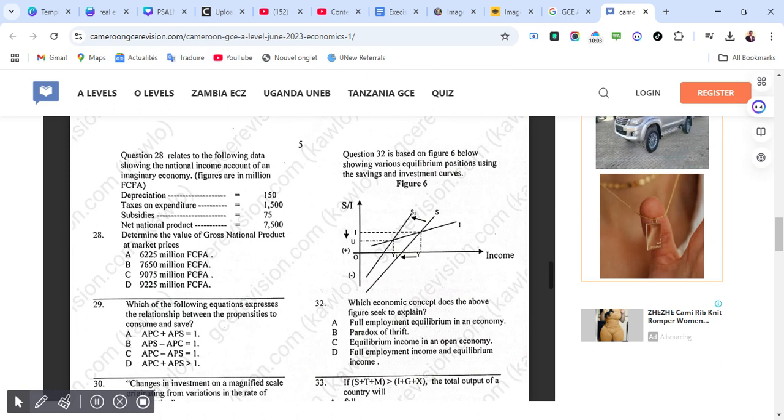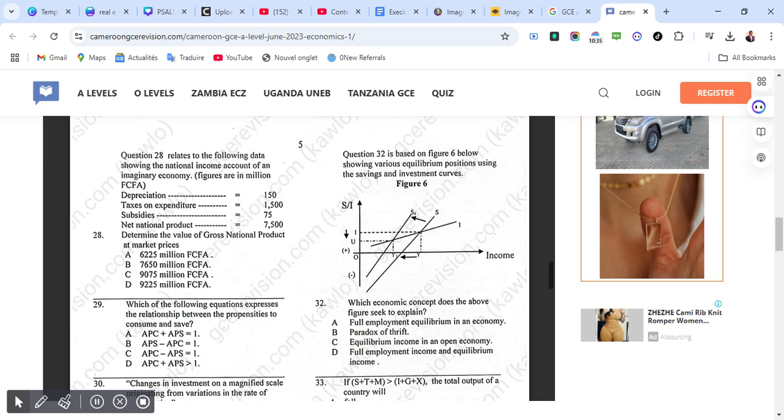Question 28 relates to the following data showing the national income account of an imaginary economy. Figures are in million francs CFA. Depreciation 150 million. Taxes on expenditure 1,500 million. Subsidies 75 million. Net national product 7,500 million. Determine the value of gross national product at market prices.